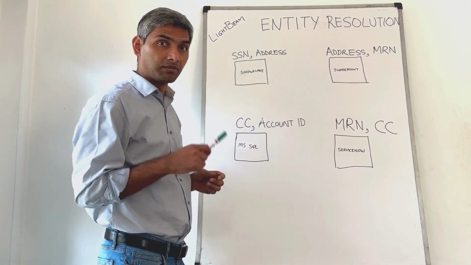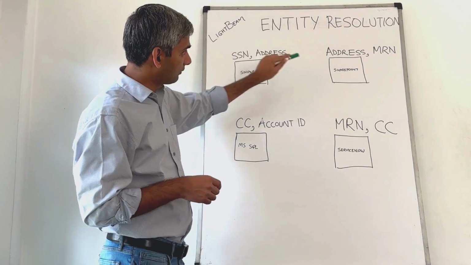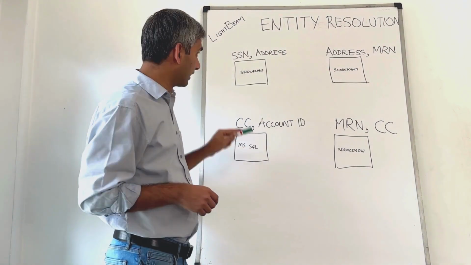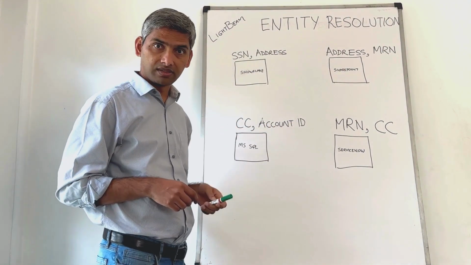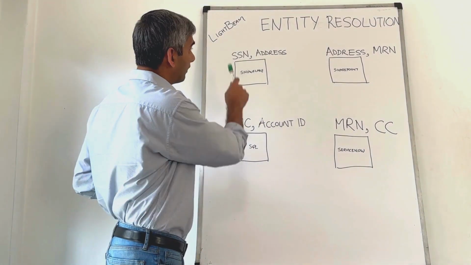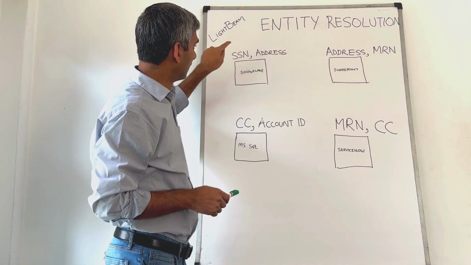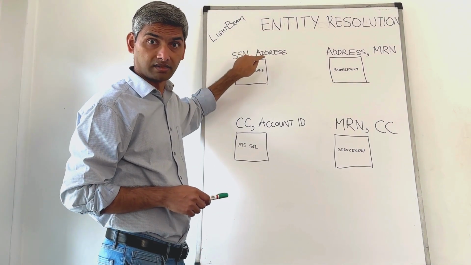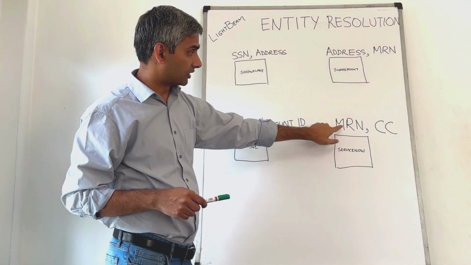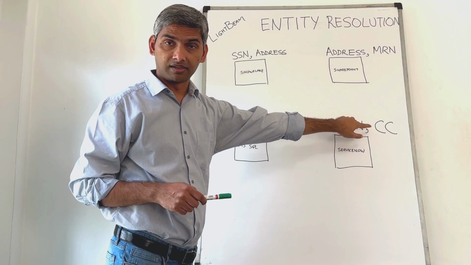Now what LightBeam does is, as it scans different data repositories like SharePoint, Snowflake, SQL Server, and ServiceNow, it will report to you if there is any sensitive data. Case in point, here in Snowflake, it is reporting that there is a social security number and address that it has detected. In ServiceNow, it is reporting that there's a medical record number and credit card that it has detected.